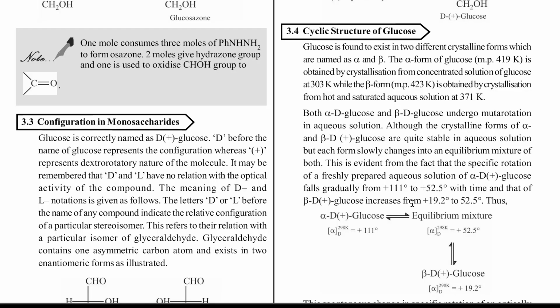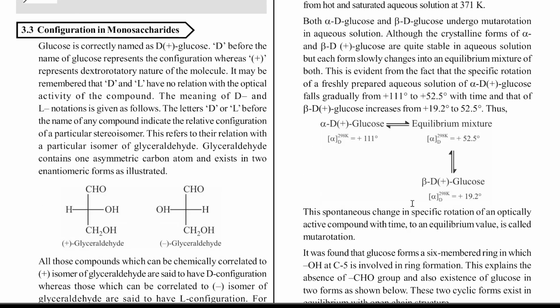Both alpha D and beta D glucose undergo mutarotation in aqueous solution. Although crystalline forms of alpha and beta D glucose are quite stable, in aqueous solution each form slowly changes into an equilibrium mixture of both. As you can see here, at a certain given temperature of 52.5 degrees, we get an equilibrium position between both of the different isomers of glucose. At their equilibrium point, it contains an equal mixture of both of them.